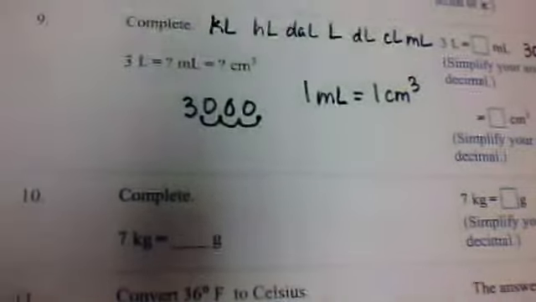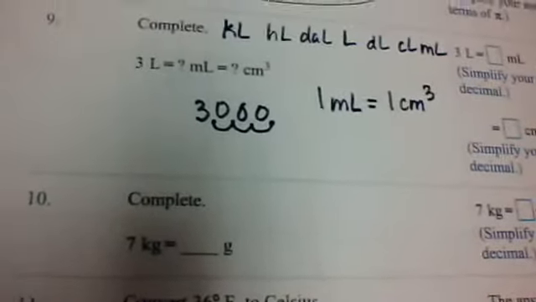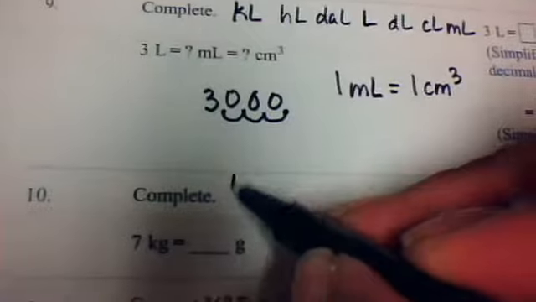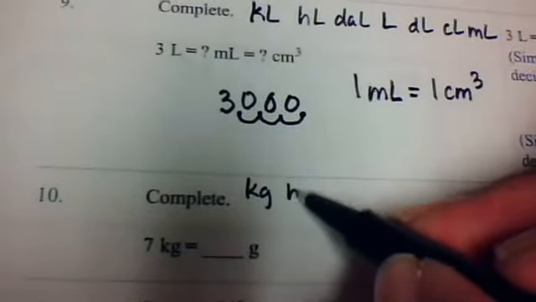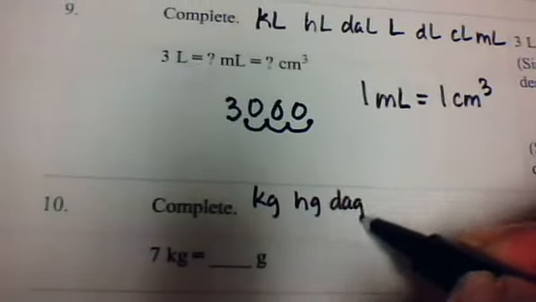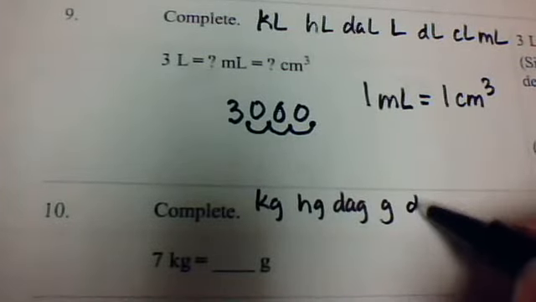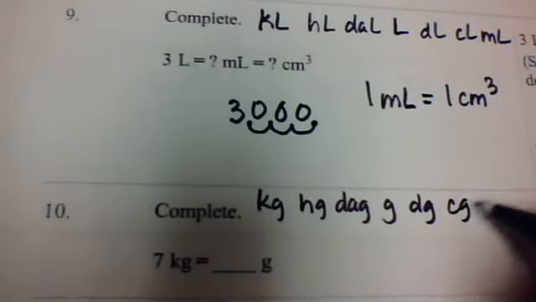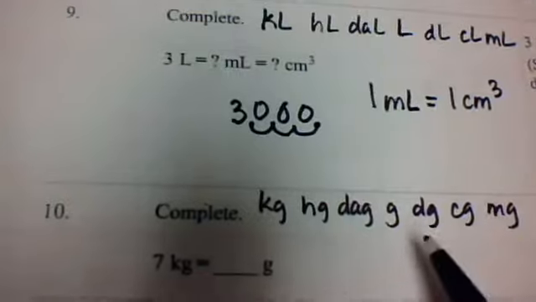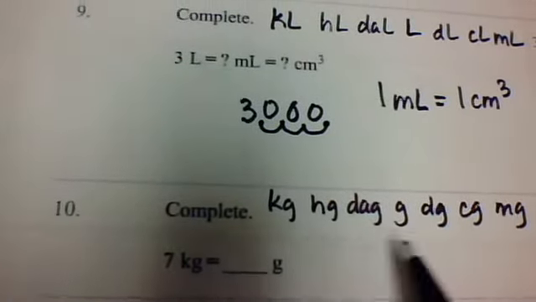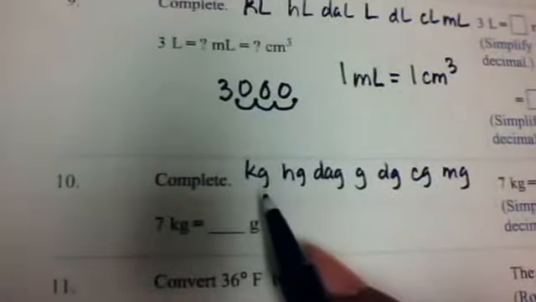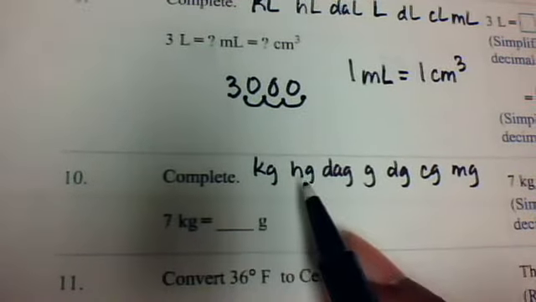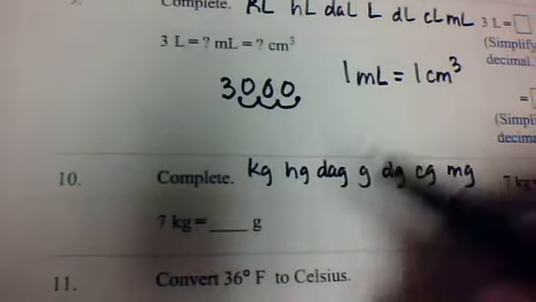Okay, number 10. You want to convert from 7 kilograms to grams. Again, we can use the conversion table here. Now we're converting from kilograms to grams. Kilograms to grams, that's 1, 2, 3 places to the right.